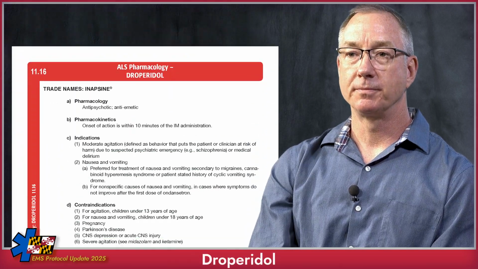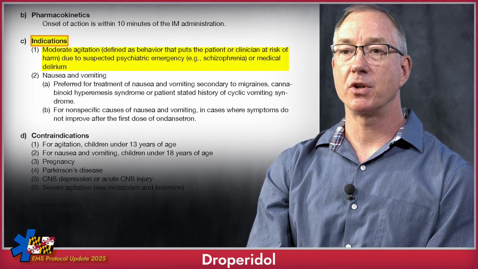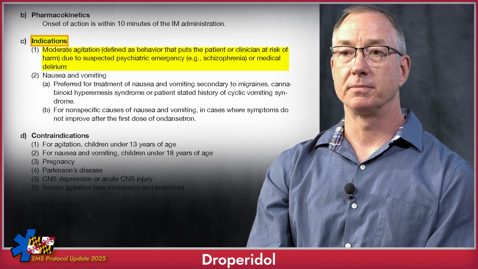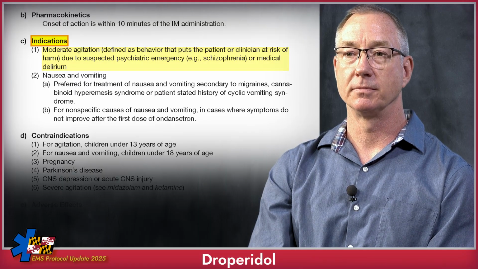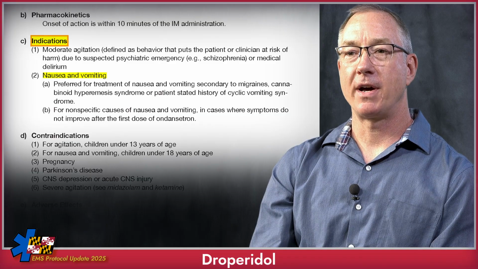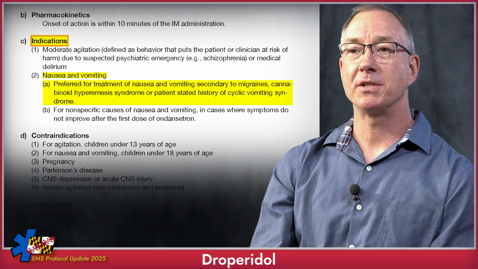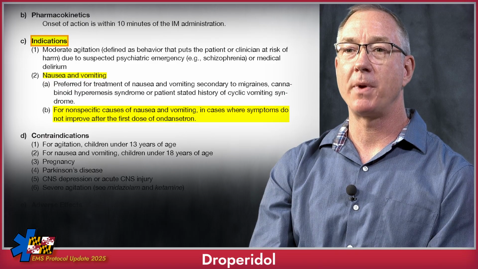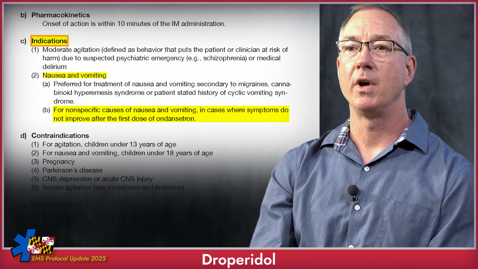Moving on to droperidol. Indications for droperidol are moderate agitation due to suspected psychiatric emergency, such as schizophrenia, or medical delirium with moderate agitation. Moderate agitation is defined as behavior that puts the patient or clinician at risk for harm. Droperidol is also indicated for nausea and vomiting. Droperidol is the preferred treatment for nausea and vomiting secondary to migraines, cannabinoid hyperemesis syndrome, or a patient's stated history of cyclic vomiting syndrome. For nonspecific causes of nausea and vomiting, droperidol is indicated in cases when symptoms do not improve after the first dose of ondansetron.